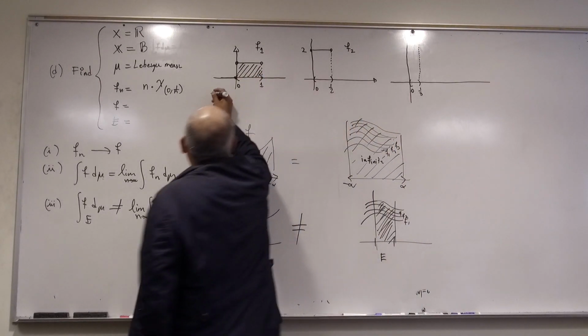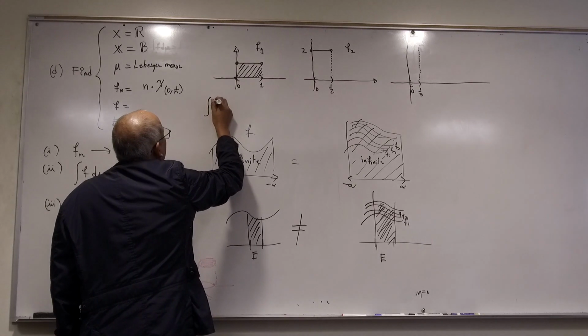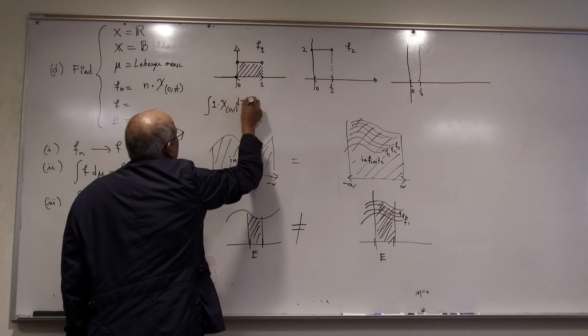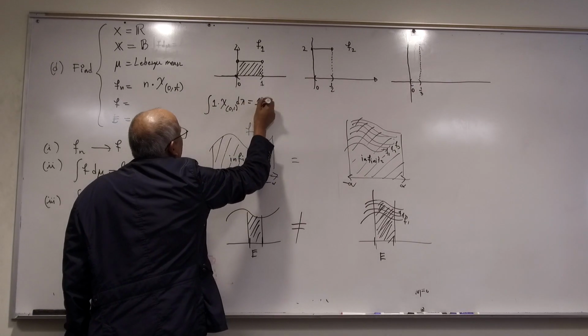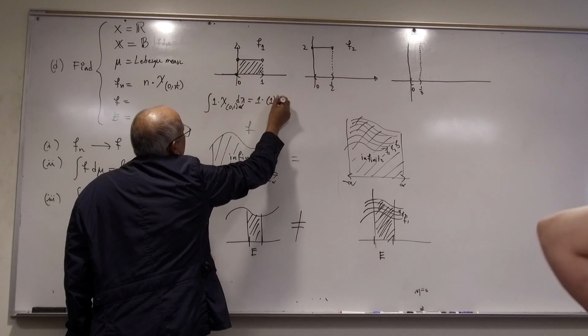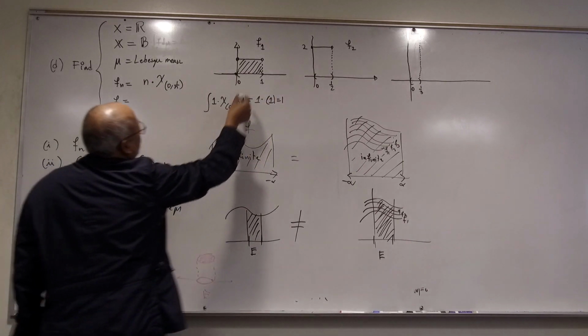If you don't believe me, you can do the integral of 1 times the characteristic function of [0,1] with respect to the lambda measure, which is 1 times the Lebesgue measure of this set, which is 1, right? So the answer is 1. In other words, it's base times height.